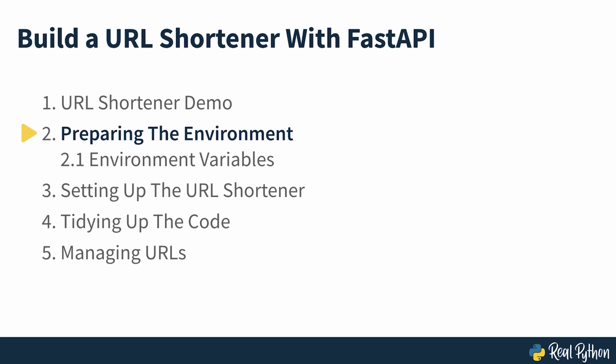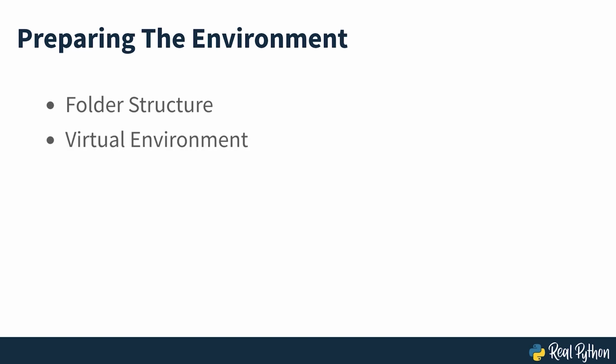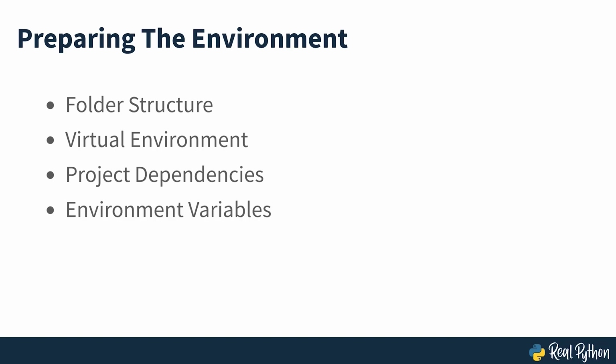Preparing the environment. In this part of the course, you'll prepare the development environment for your FastAPI app. First, you'll create the folder structure for your app. Then you'll create a virtual environment and install all the project dependencies that you need for the project. Finally, you'll learn how to store environment variables outside of your code and how to load the variables into your application.